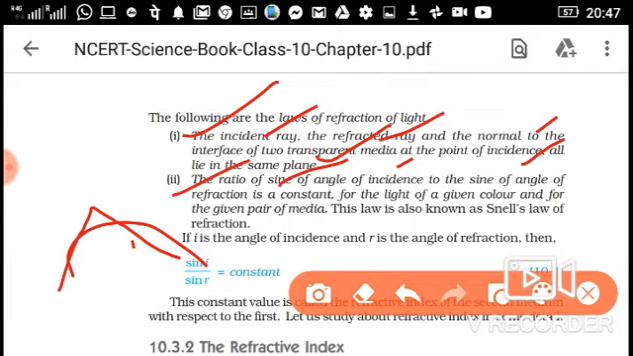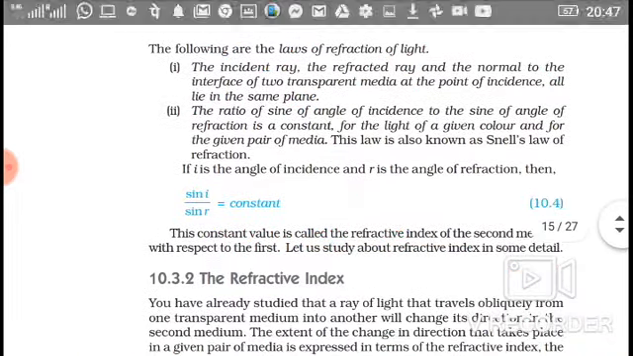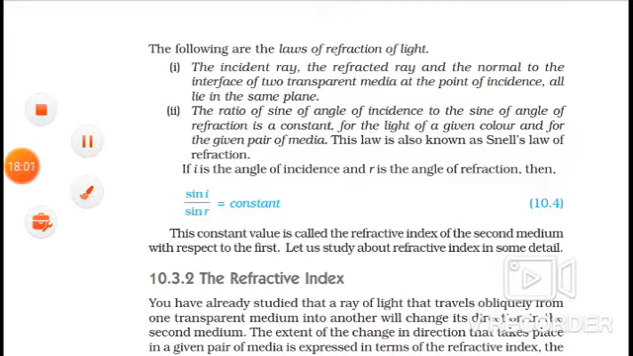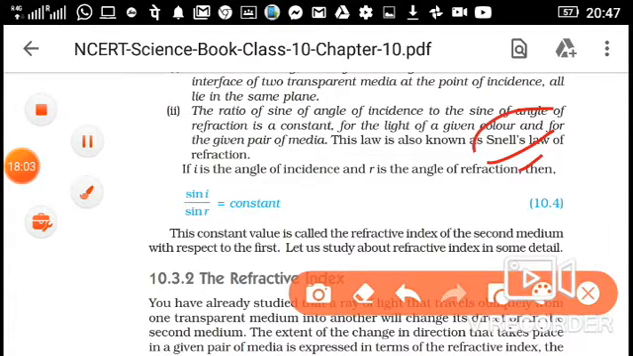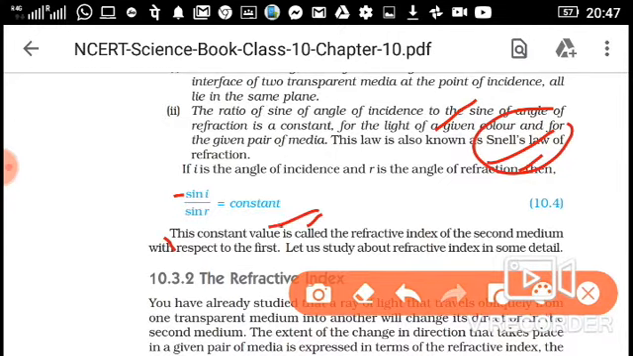Now the second law: the ratio of the sine of the angle of incidence, sine i, and the sine of the angle of refraction, sine r, should be constant. This is the second law, and this is called Snell's law. For light of a given color and for a given pair of media, sine i over sine r is constant.